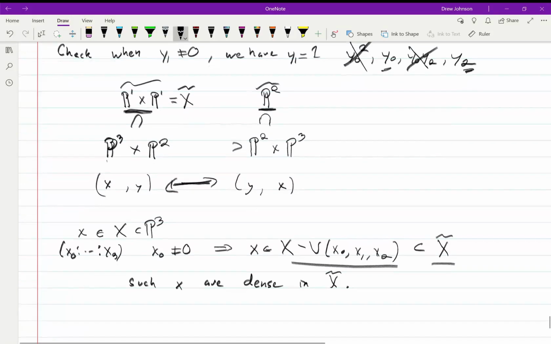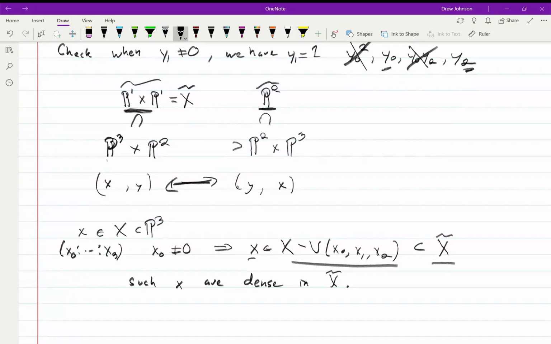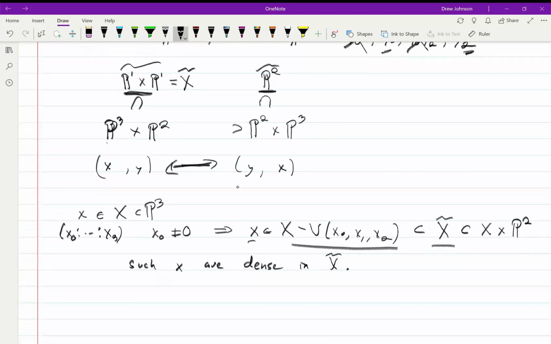And now we need to think about how this point little x looks considered inside of x cross P2, right? And that's easy. It'll look like x0 dot dot dot x3. You just take the same point here, and then in the P2, you have to take the functions that you're blowing up at, the x0, x1, x2, right? Okay.